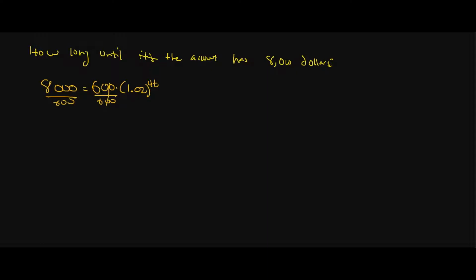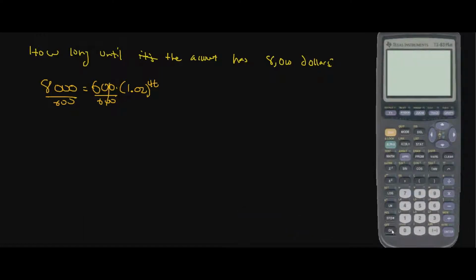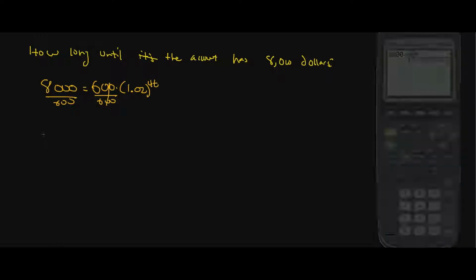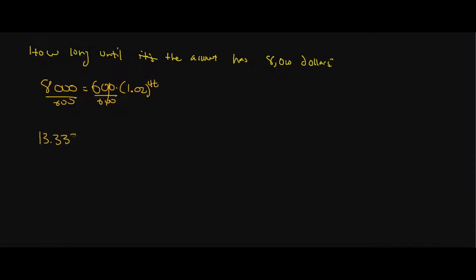It looks like we're going to get 8,000 divided by 600. Let me just see what we get as a decimal. And we are going to get, thank you for the suspense, 13.3333. So 13.333 is 8,000 divided by 600. Yeah, that makes sense to me. That is equal to 1.02 raised to the 4t.